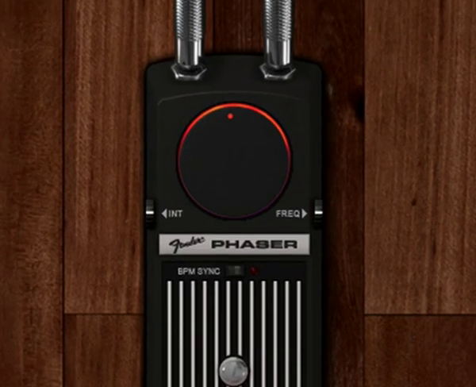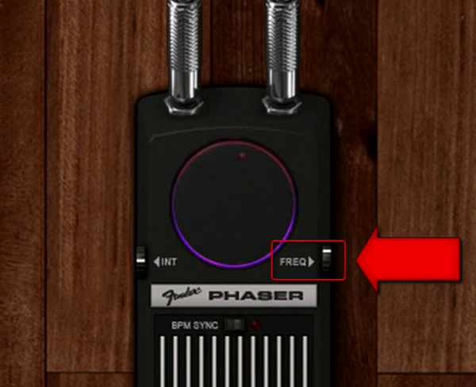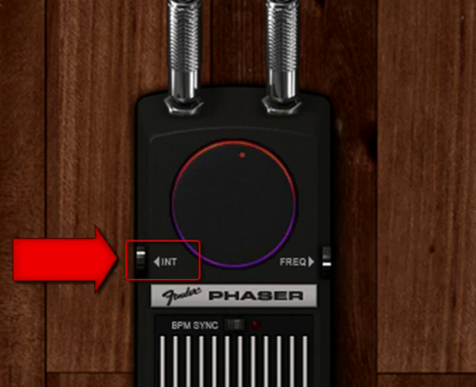The large knob in the center of the pedal controls the amount of the phase effect, and the lighted ring around the knob provides a visual indicator of the rate at which the phasing effect is occurring. The intensity and frequency controls on the sides of the pedal allow the user to control the frequencies affected by the phaser and the intensity of the effect, respectively.